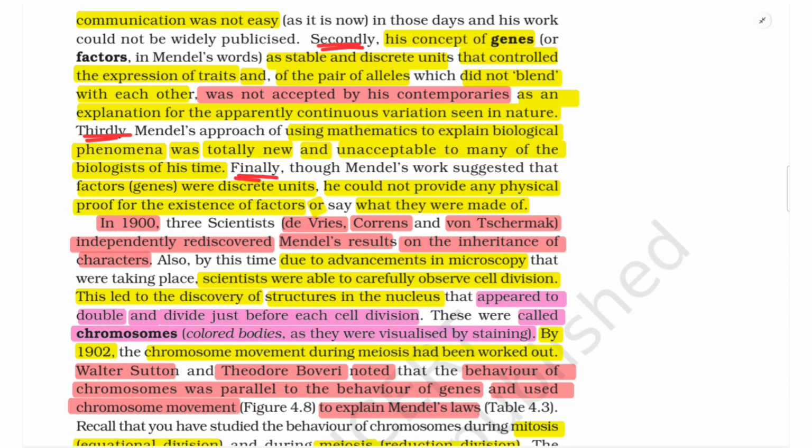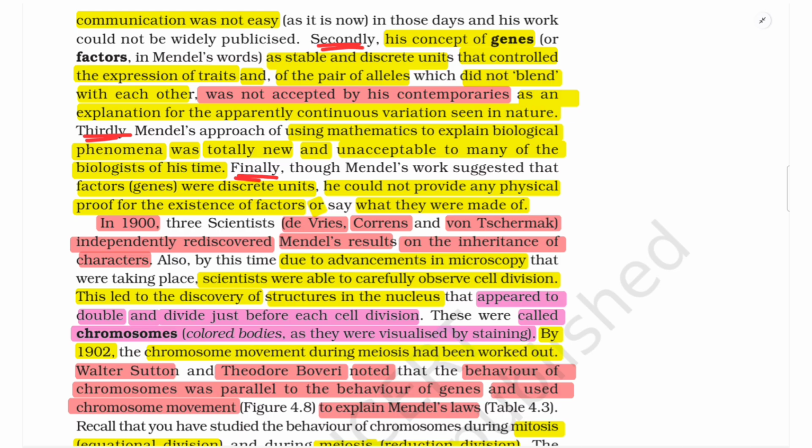Secondly, his concept of genes, or factors in Mendel's words, as stable and discrete units that controlled the expression of traits, and of the pair of alleles which did not blend with each other, was not accepted by his contemporaries as an explanation for the apparently continuous variation seen in nature.